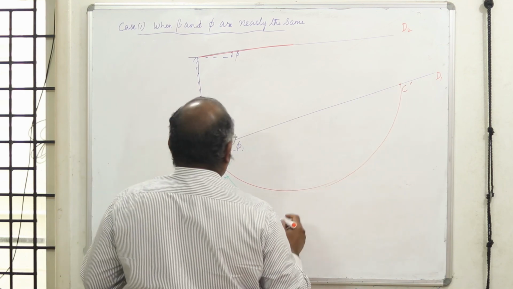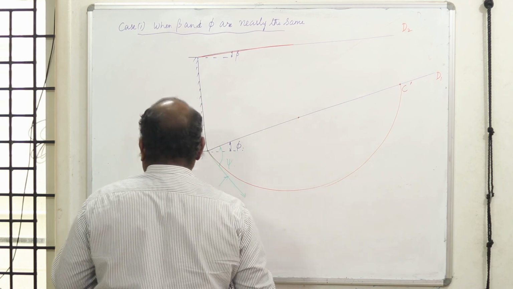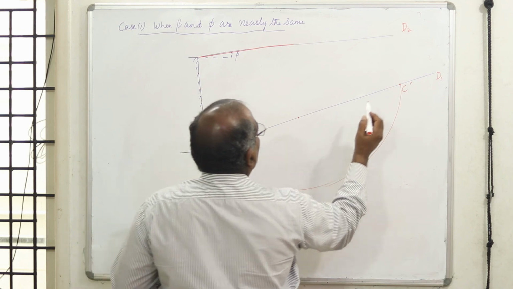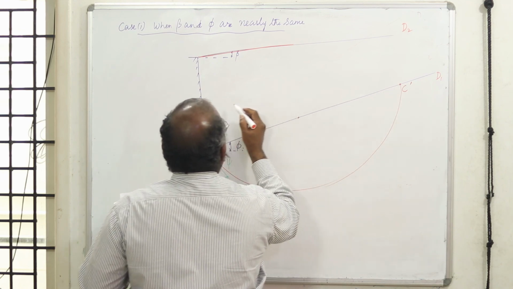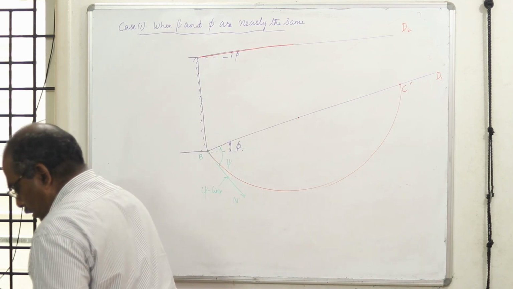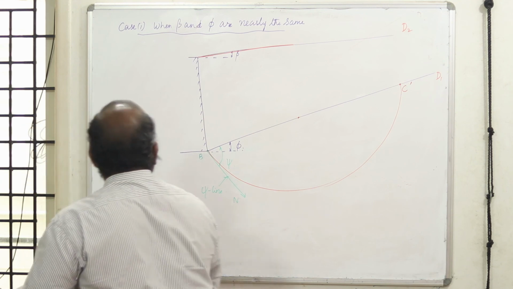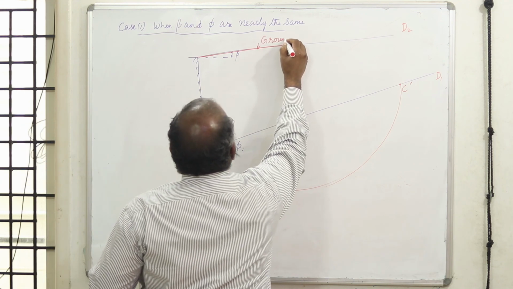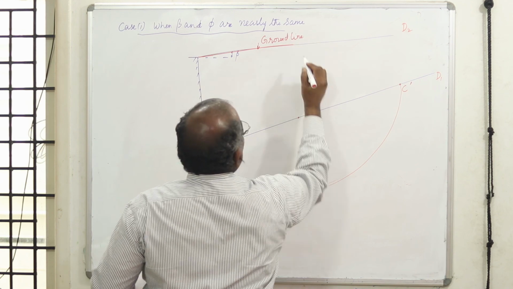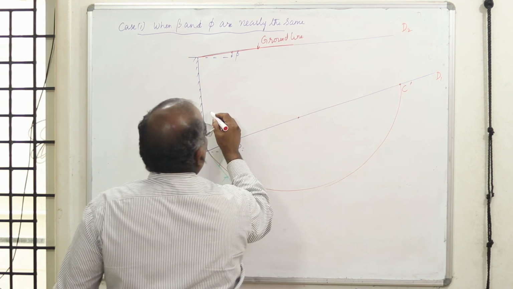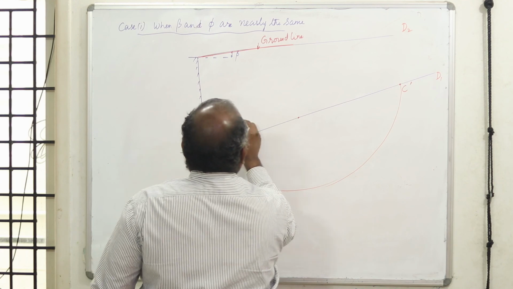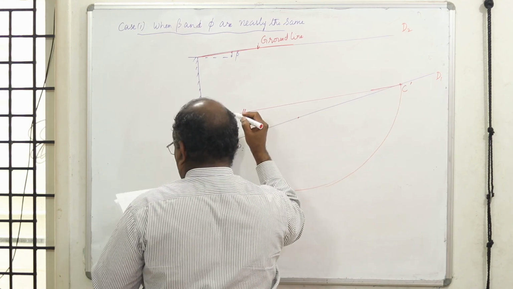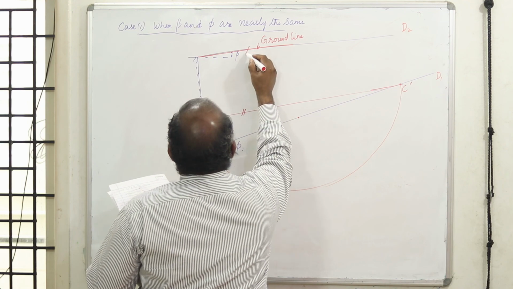Once I draw the semicircle, I'll join. Now from here I draw a line parallel to, let me use the line only. So this is the ground line. Now I draw a line parallel to the ground line. So these two are similar.